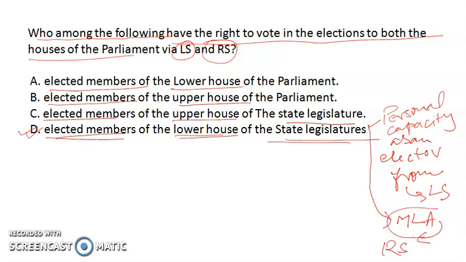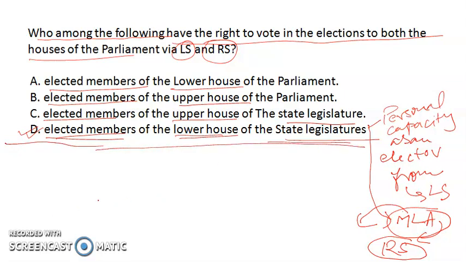So being the MLA, or being the representatives of the people from their legislative assembly constituency, they vote in the election of the members of Rajya Sabha. So the correct answer to this question will be D. Answer D. Now let's discuss the points given in this question in great detail.